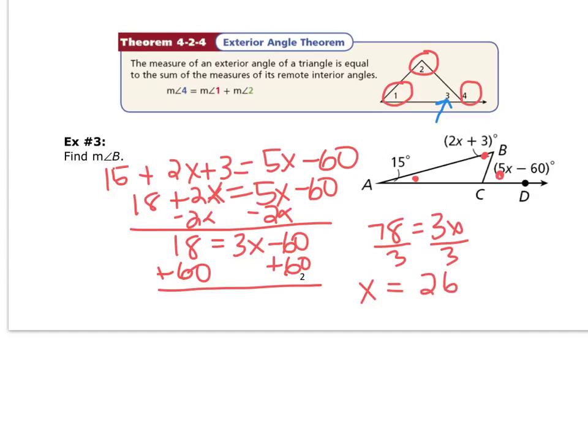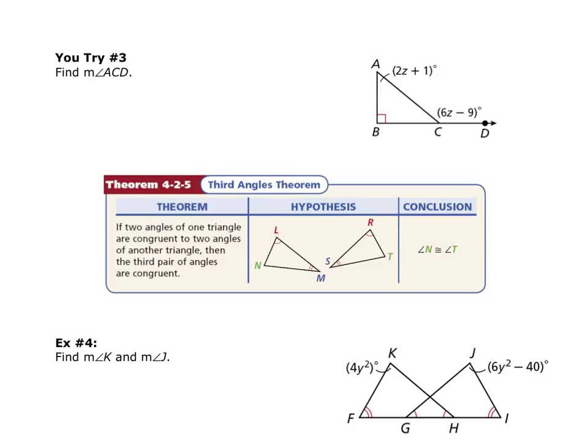So I need the measure of angle B. Angle B is the 2x plus 3. So I'm going to have to plug my 26 into that expression. And so the measure of angle B will end up being 55 degrees. Now, there's no other way I could have figured this out without using this rule because I didn't have the measure of angle C. Okay, I'd like you to try number 3, then pause it and come back and check your work.